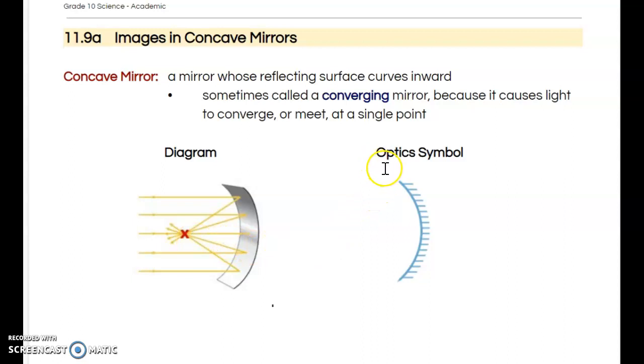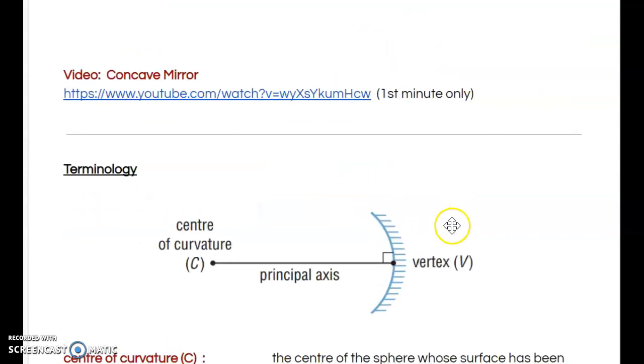This is what the optics or the scientific symbol would look like. It's just a semicircle inward with your opaque side on the bottom here marked off by these hash marks. The exact same as a plane mirror. With a plane mirror, we just had a flat surface. This time we're looking at a curved surface. And again, this is concave. So the reflective surface forms a backward C this way, and they all converge inside.